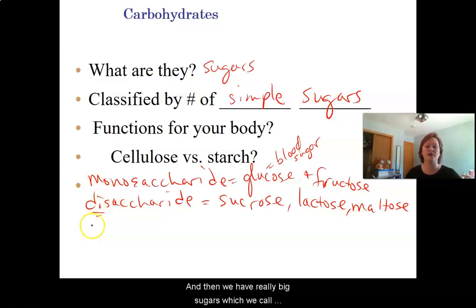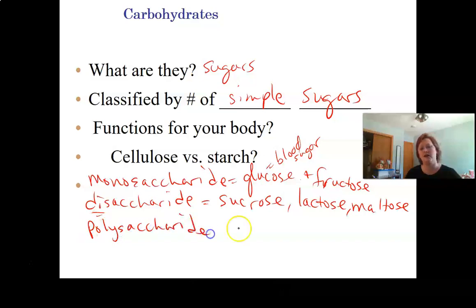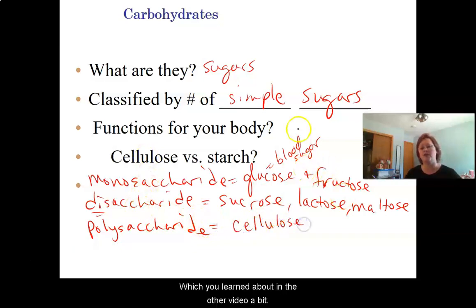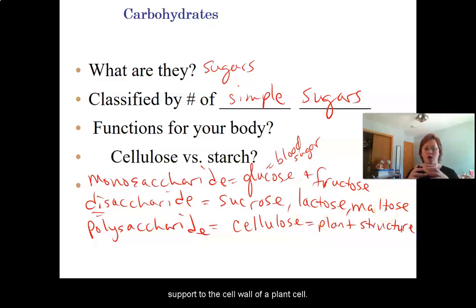And then we have really big sugars, which we call polysaccharides. These are long, long chains of simple sugars linked together. The 3 different types that I want you to be familiar with are cellulose, which you learned about in the other video a bit. Cellulose is a plant structural polysaccharide, so it gives structure and support to the cell wall of a plant cell. You cannot digest cellulose. You don't have the ability to break it down. Some animals can. Bacteria can break down cellulose.